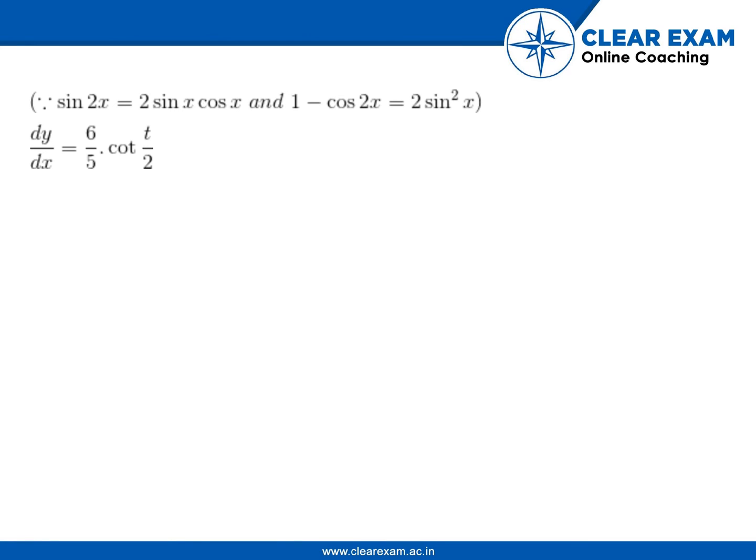Since sin 2x is equal to 2 sin x cos x and 1 minus cos 2x is equal to 2 sin square x, dy by dx is equal to 6 by 5 cot t by 2. Therefore, differentiation with respect to x is 6 by 5 cot t by 2.